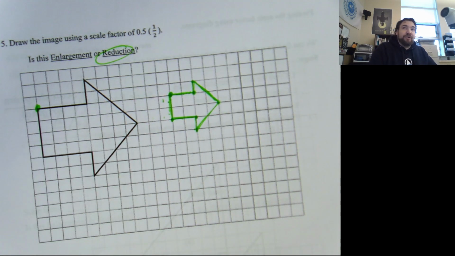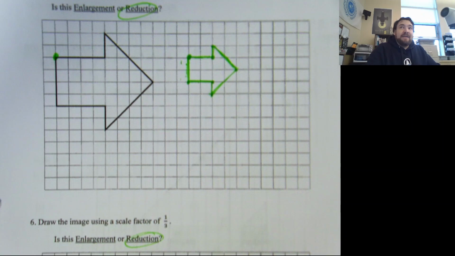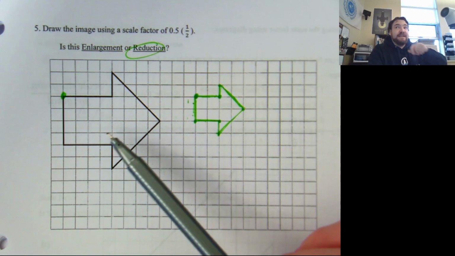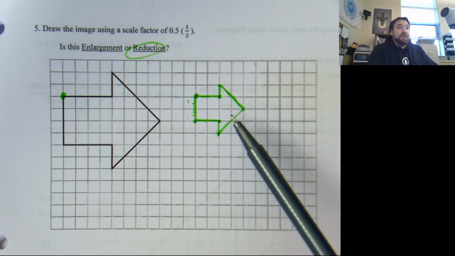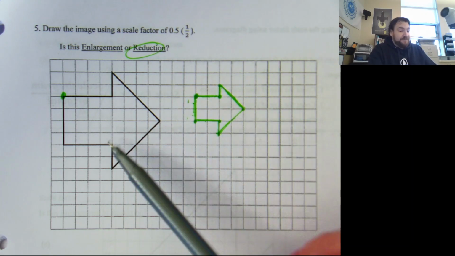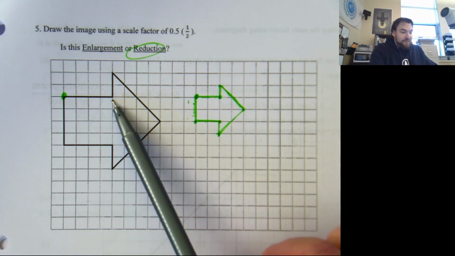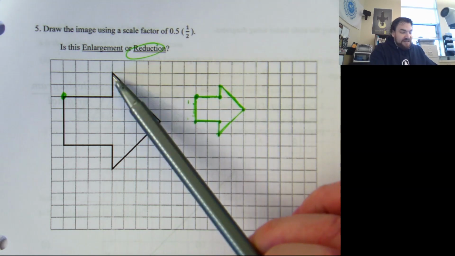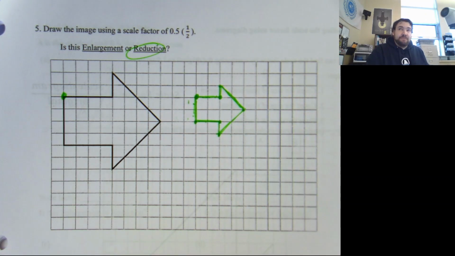Especially for some weirder shapes like arrows. For whatever reason, arrows always mess people up. Your arrow should look like this. This little guy is half as big in every respect as this guy is. I know he looks a lot smaller than half as big, but this is what half as big looks like. So this length of 4 became a length of 2. The length of 2 becomes a length of 1. Instead of going over 4 and down 4, we went over 2 and down 2.